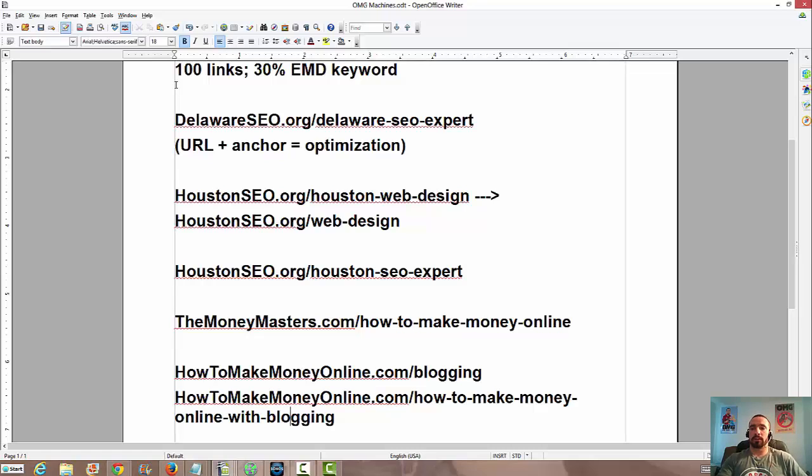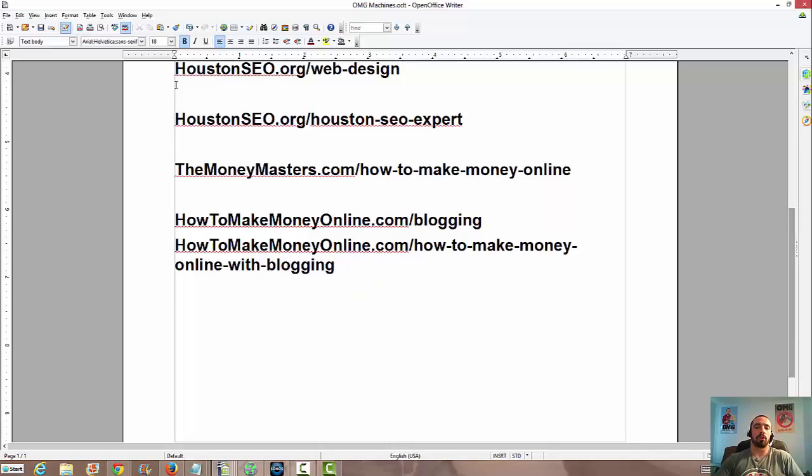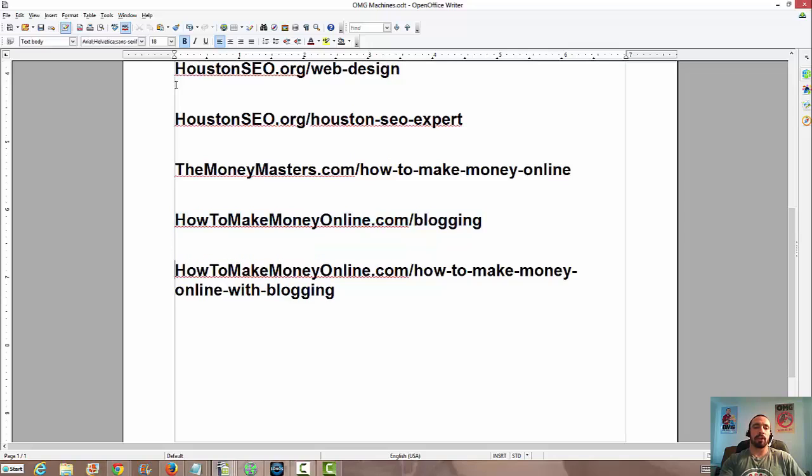So here's another good demonstration of how anchor text and URL optimization works, the combination of the two. If you do it this way, you can use your keywords in your anchor text a whole lot more than you could if you did it this way.